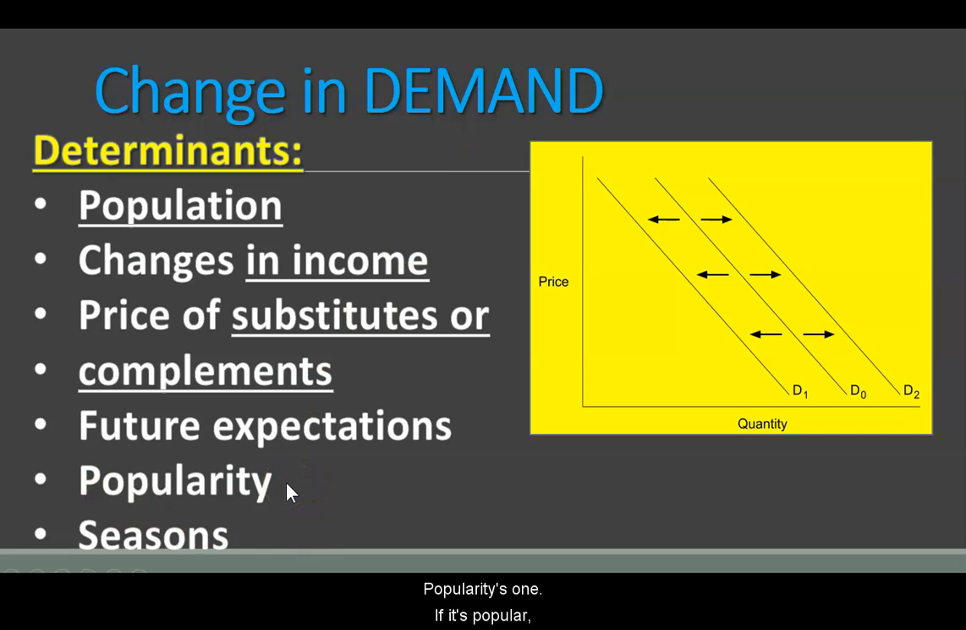Popularity is one. If it's popular, it's going to sell more. And then seasons, kind of like what I alluded to before. If it's cold or different holidays are coming around, that's going to change the demand for certain products. Around Christmas time, ornaments are in high demand. The rest of the year, not so much.